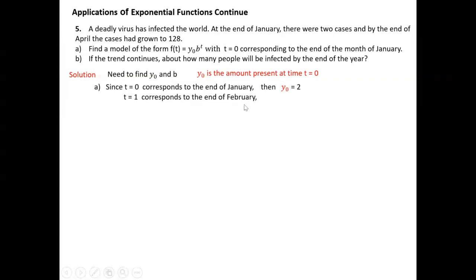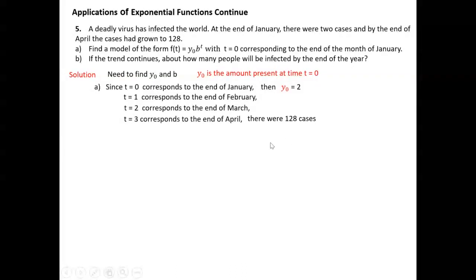Now t equals 1 corresponds to February, t equals 2 corresponds to March, and t equals 3 corresponds to April. I'm doing this so it will be more visual, because it says here that by the end of April, the cases had grown to 128. So from t equals 0 to t equals 3, not 3 years, 3 months passed, and there was a total of 128 cases. So we use what we know to find b, because we already know the initial value is 2.